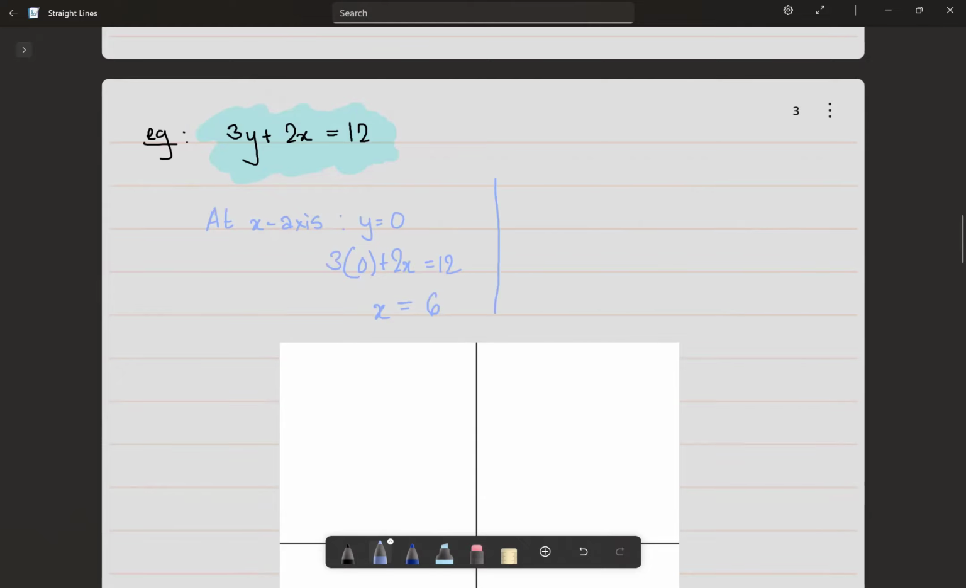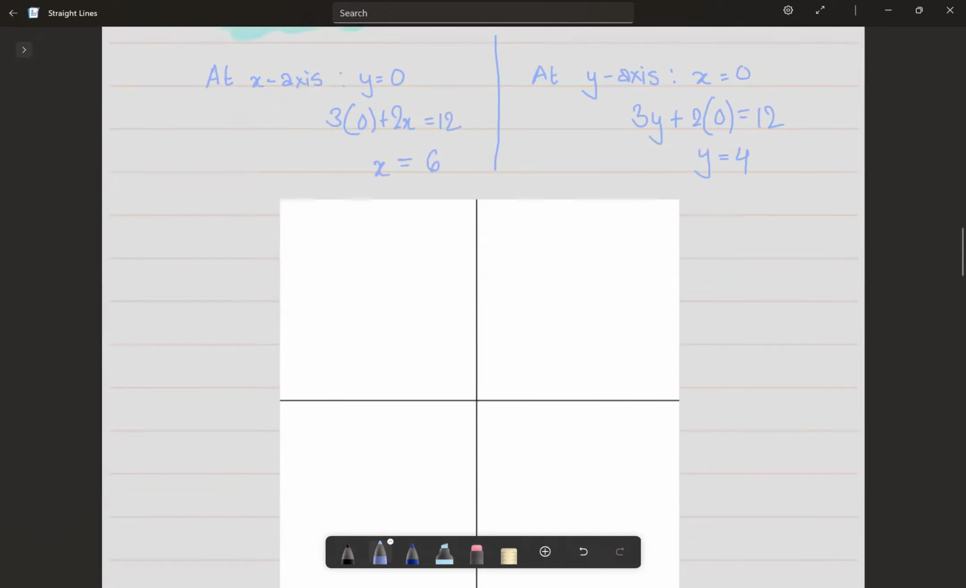And at the y-axis, we have x is equal to 0. So we get 3y plus 2, we put 0 in place of x, and we get y is equal to 4. Now, x is equal to 6 and y is equal to 4.